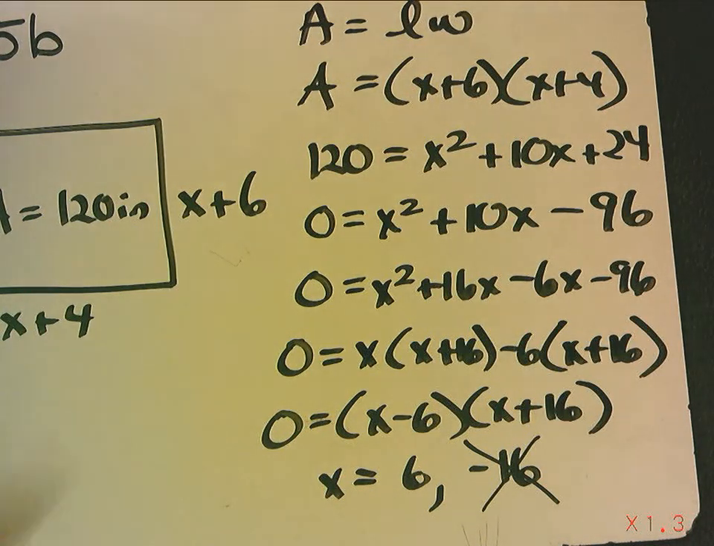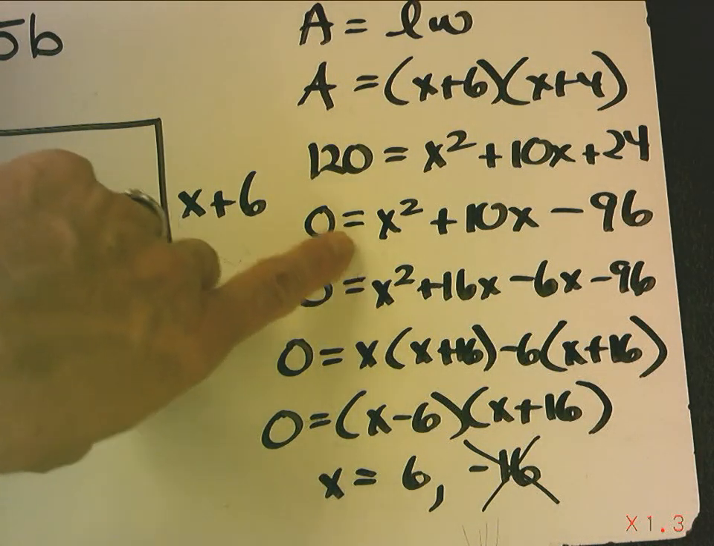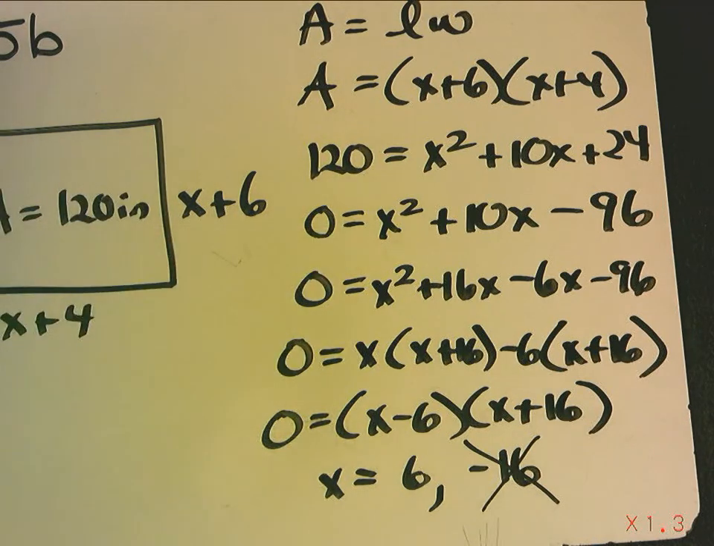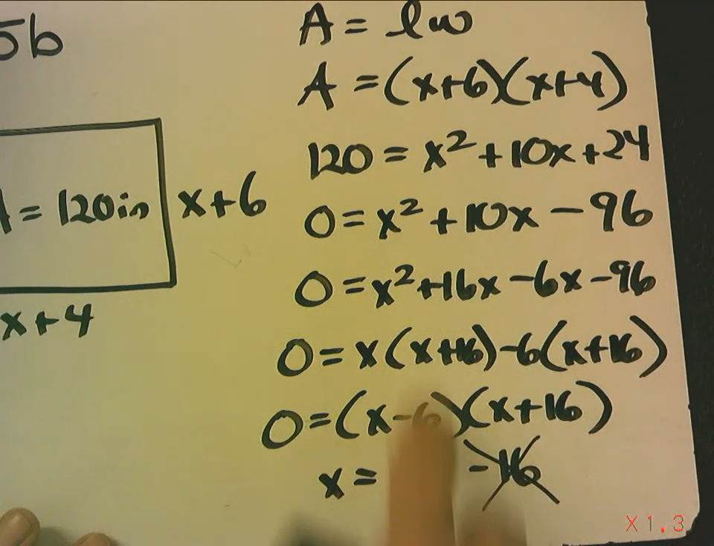Okay? Now notice at this step, once I found my magic numbers were 16 and negative 6, I could have jumped straight to this stage, 16 and negative 6, because this is a type 1 trinomial.